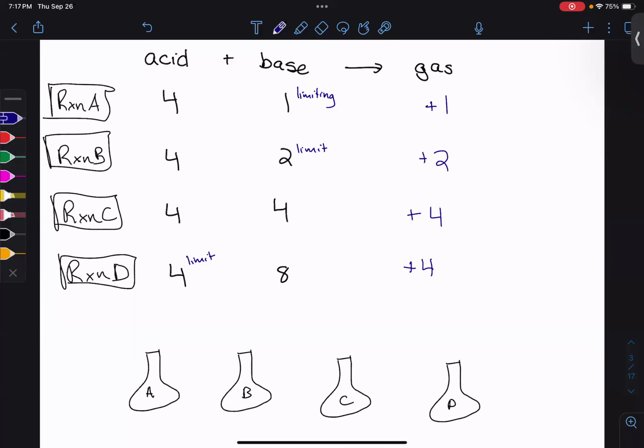So the first one's gonna look like this. Make a gas. Is it gonna be a big balloon or a small balloon? This is A, right here. Small. Then what about B? Big, bigger.